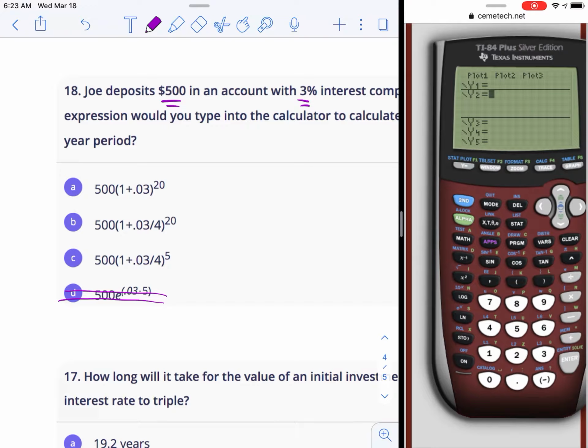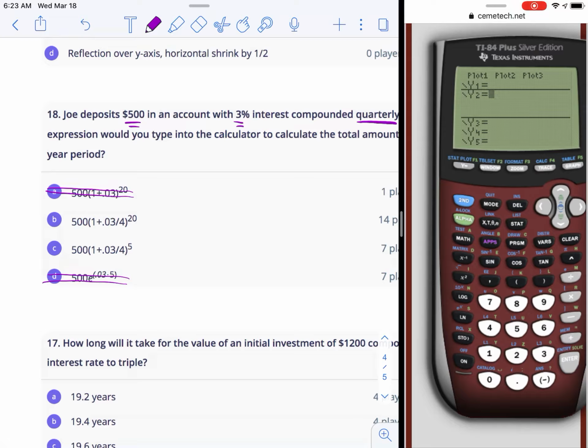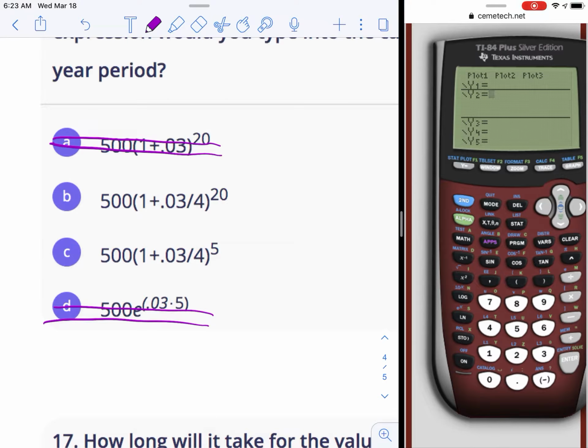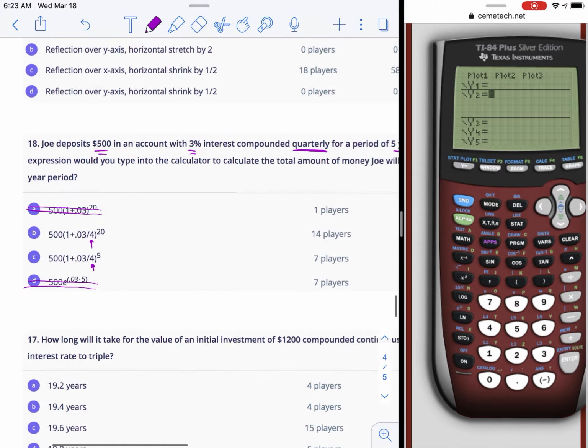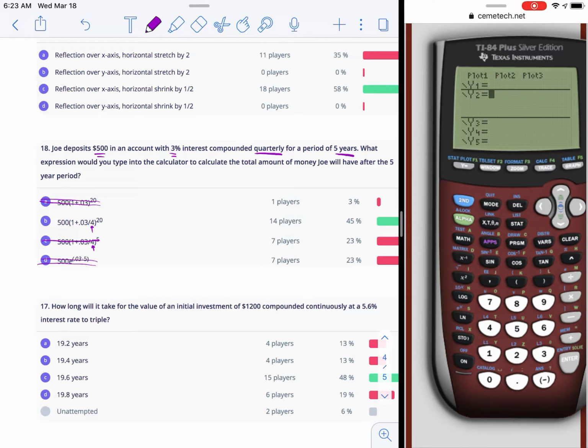The next thing is it did say quarterly. So A is going away because that interest rate is not being divided by 4, which leaves us with these two. Now, remember, if you ever divide the rate by a value, which we're seeing here, you have to multiply the time by that same value. So the time was 5 years, which means that I need to have 5 times 4 in the exponent, which eliminates this option and gives us option B.